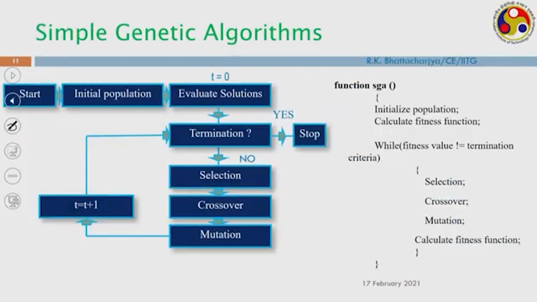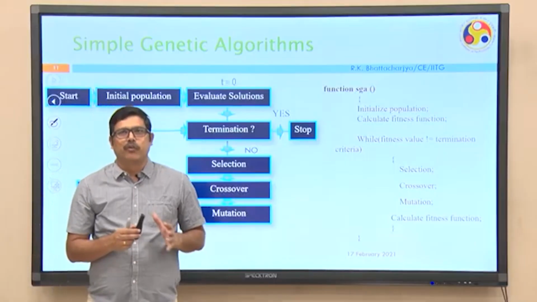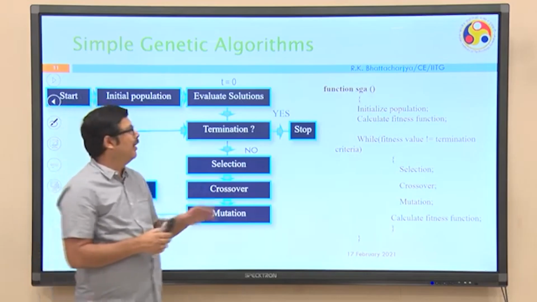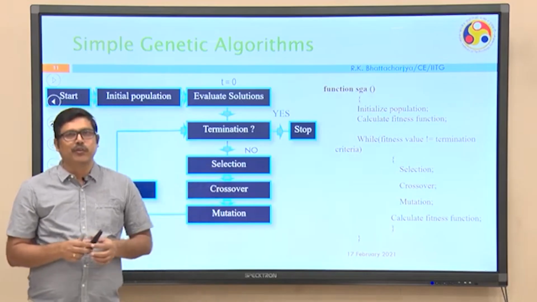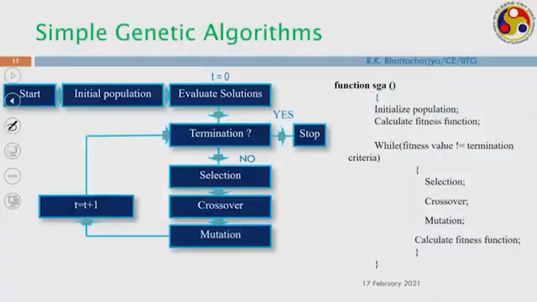Now, let us discuss the simple genetic algorithm. First I will discuss this, and then I have also given the pseudocode for implementing the simple genetic algorithm. So, you start the algorithm and then generate the initial population. What you are generating is not a single solution, but a population. Population is nothing but a set of solutions.